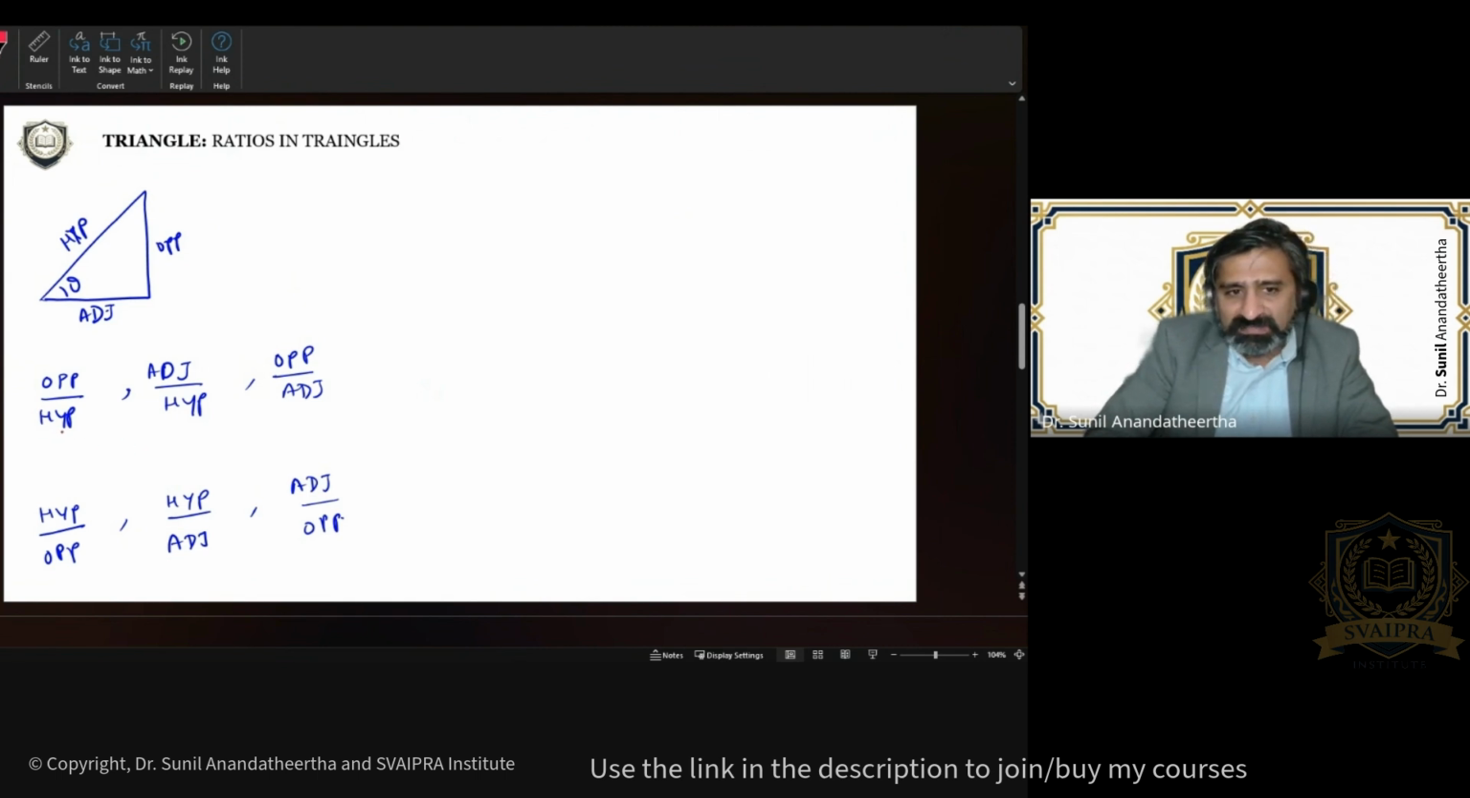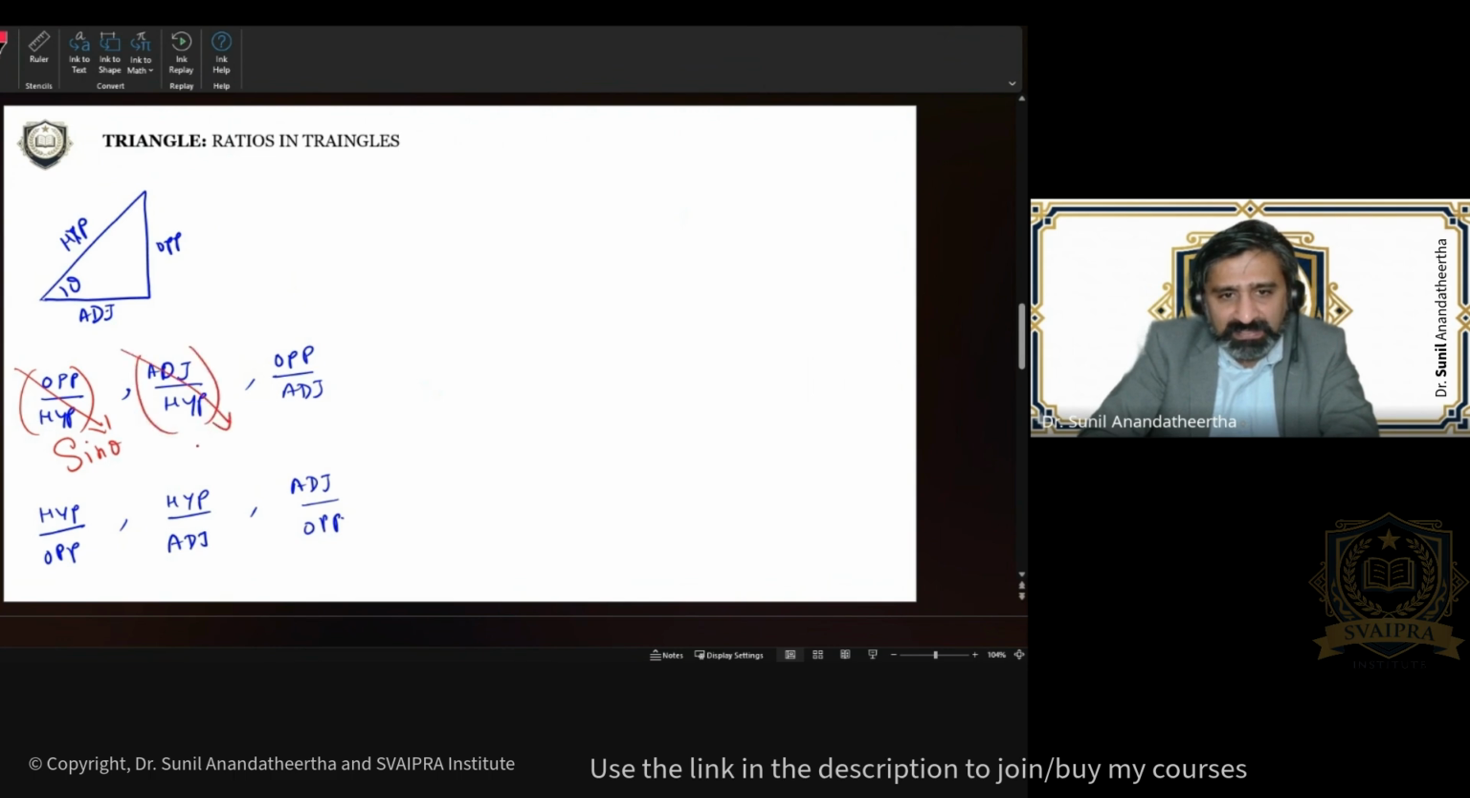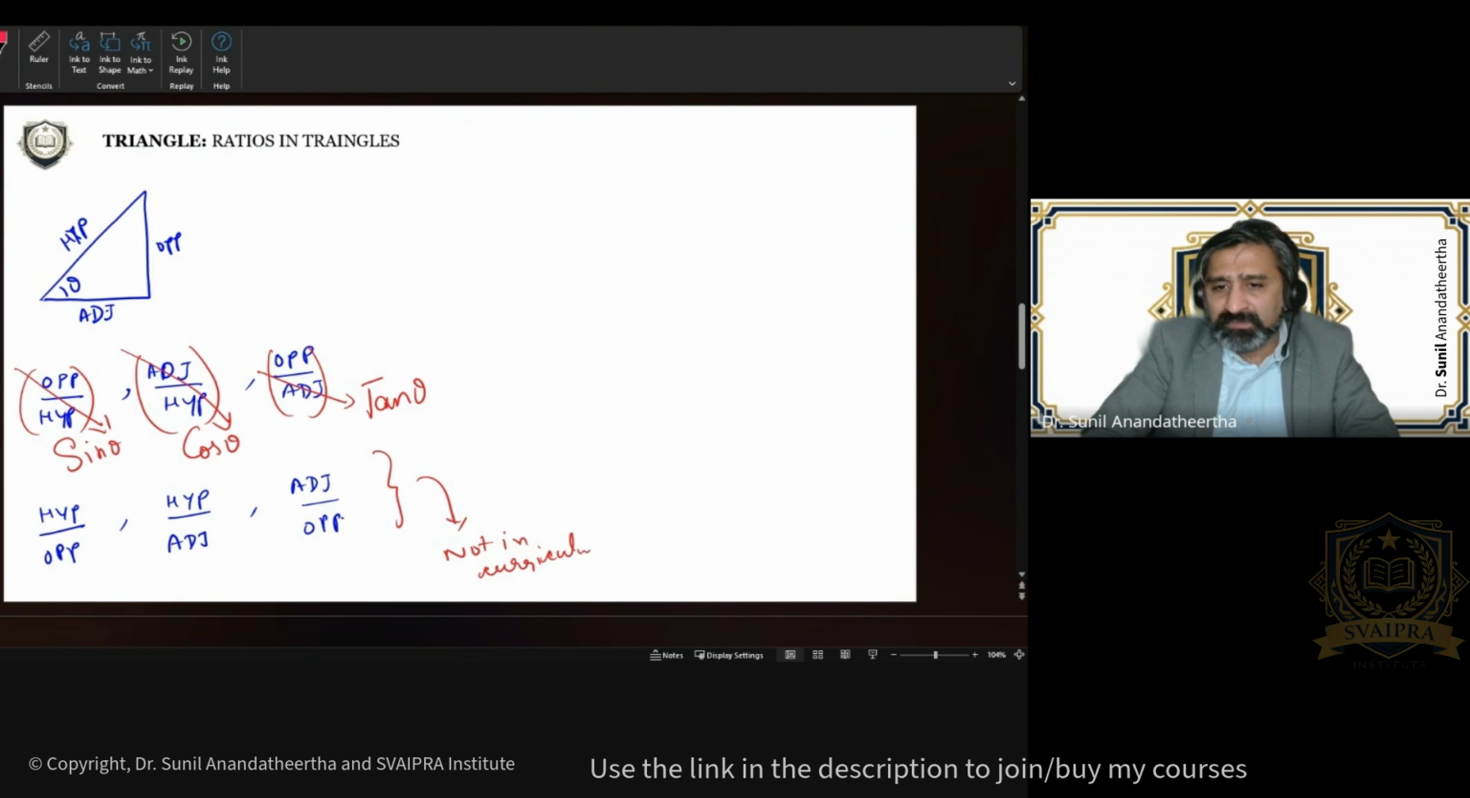So this is called sine theta. This entire ratio has a name. Now if I were to write it a bit more legibly for everybody, this over here is called sine theta, this ratio is called cos theta, and this ratio is called tan theta. Okay, but the other ones are not in your curriculum. But in some schools, if they do expand on these things, do not be surprised to know that they also have names.